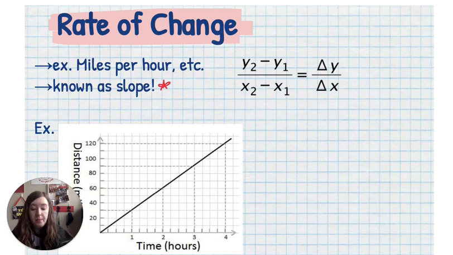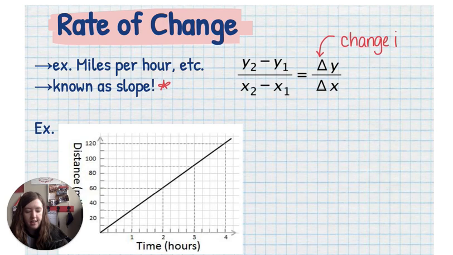So just as a reminder, to find the slope, we're going to take the difference of the y values and divide that by the difference in the x values. Or sometimes you might see it as delta y over delta x. Delta in math means change in. So we'll take the change in y divided by the change in x.